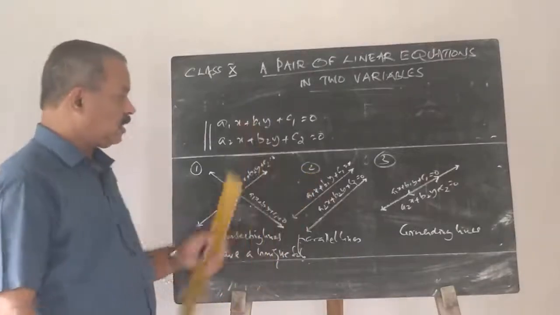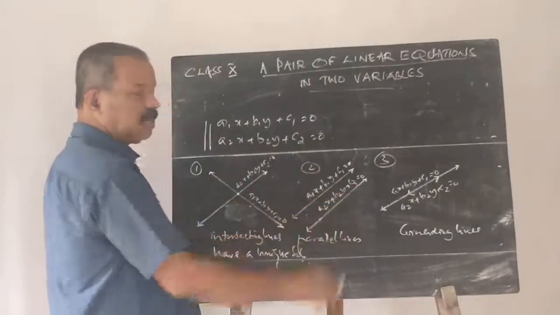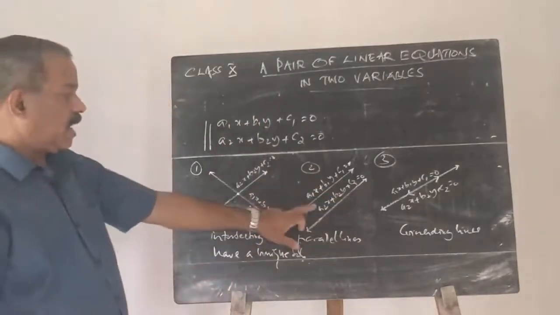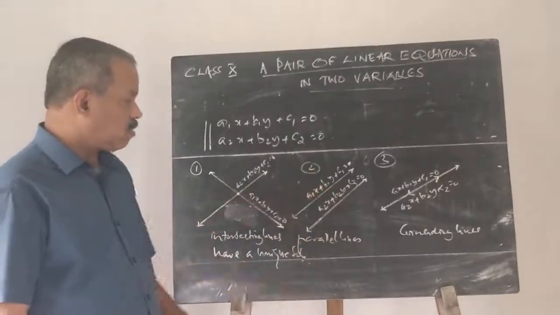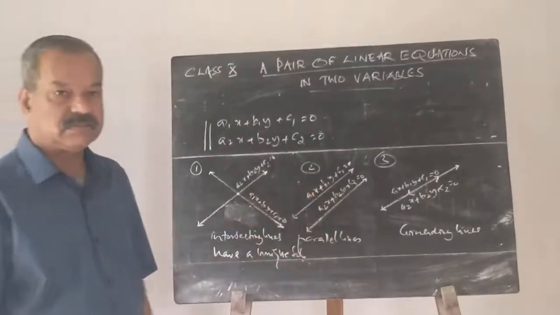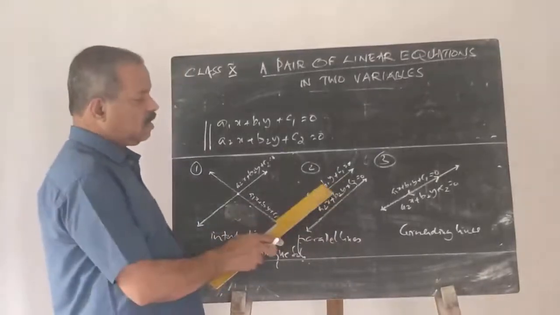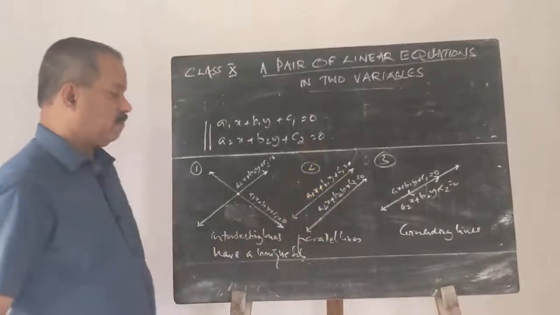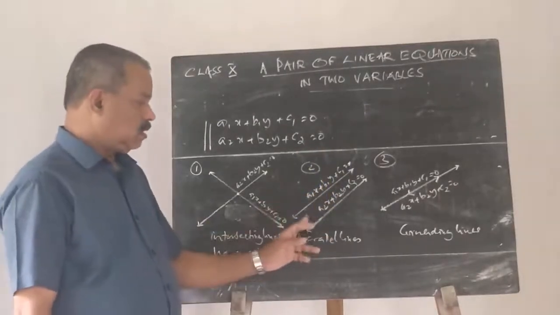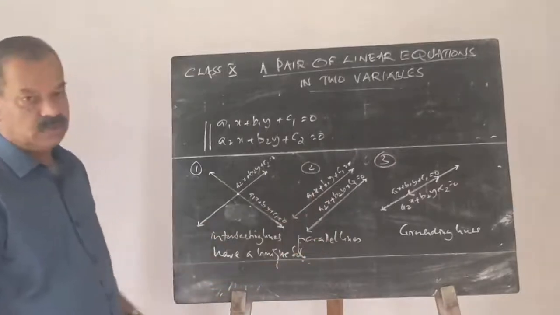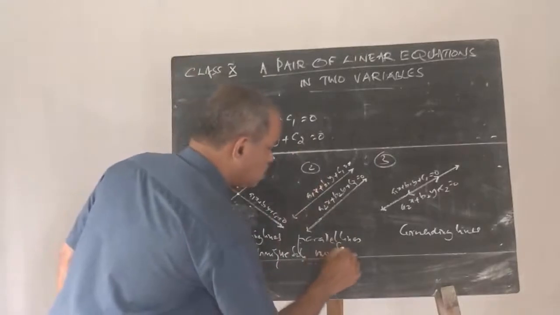But when the graphs of these equations are parallel lines, is there any common point for both of the lines? There is no common point for both of the lines. That means these two lines have no common point. It implies they have no solution. For parallel lines, no solution.